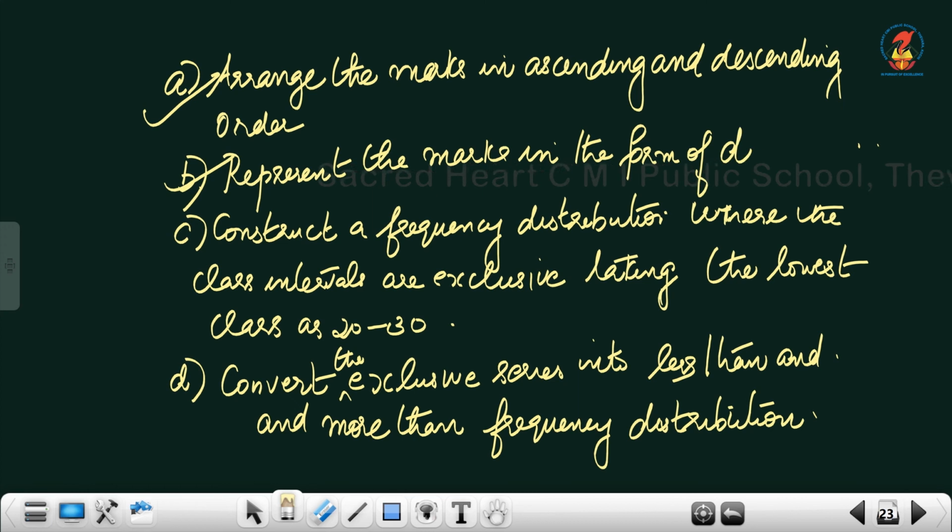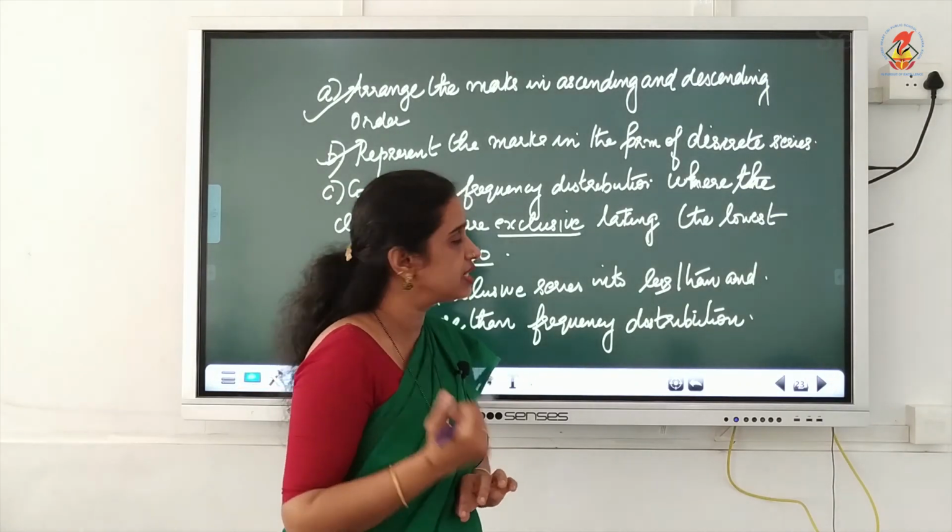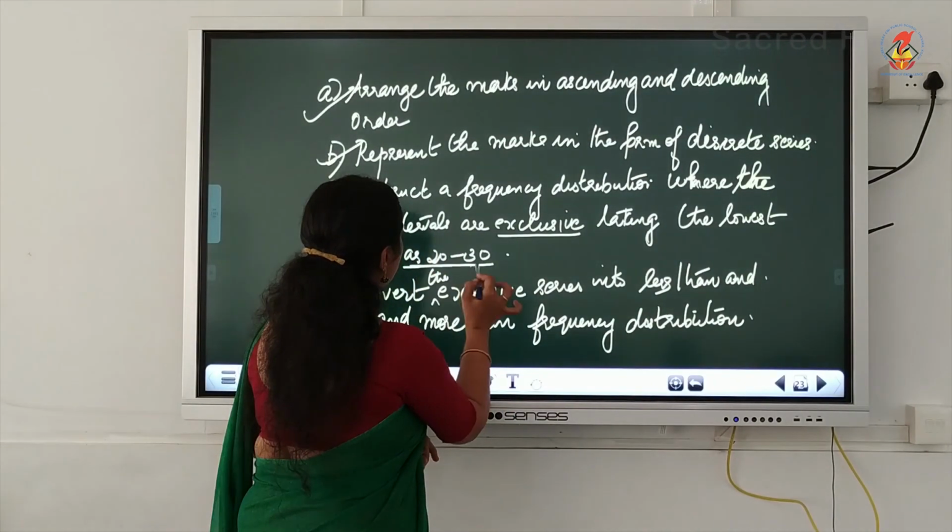I think it is not clear. Discrete series. Construct a frequency distribution where the class intervals should be exclusive, taking the lowest class as 20 to 30. So that is a hint. Class interval should be in the form of exclusive series, and lowest class should be 20 to 30.